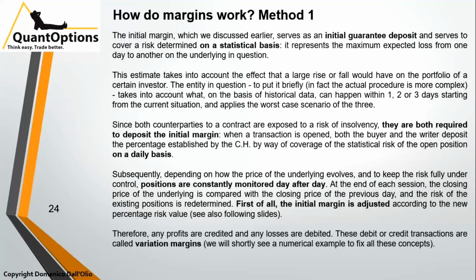Then, depending on what happened during a single day, you open the long position on the futures, the price increased, then you are theoretically gaining money, but that theoretical gain is immediately credited to your account, and that is the variation margin. You have a long position in the futures, the price of the underlying decreases, the price of the futures decreases as well, you are theoretically losing money, you have to immediately pay that theoretical loss.